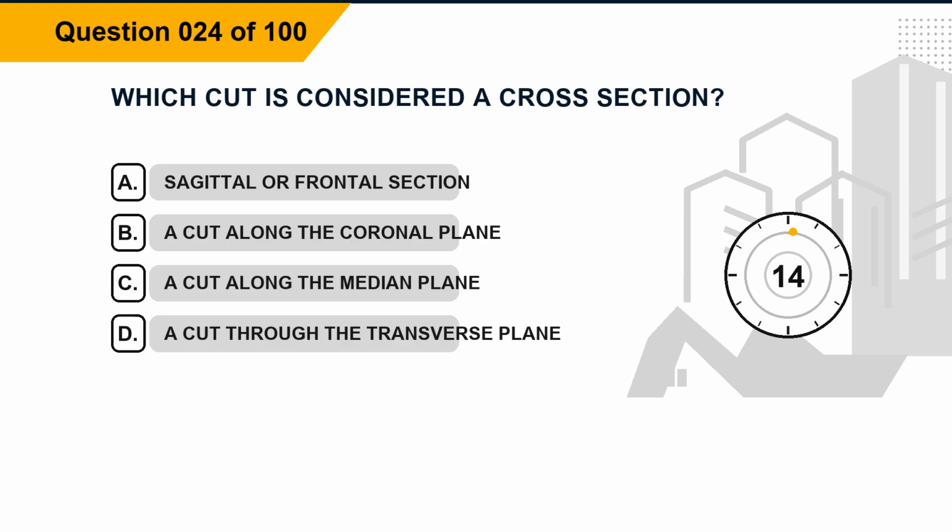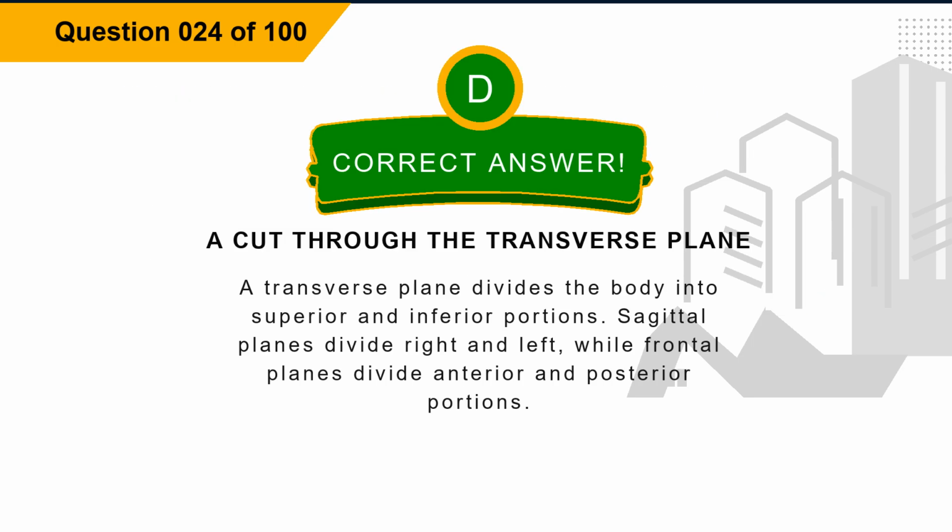Question 24. Which cut is considered a cross-section? Option A, sagittal or frontal section. Option B, a cut along the coronal plane. Option C, a cut along the median plane. Option D, a cut through the transverse plane. The correct answer is option D, a cut through the transverse plane.